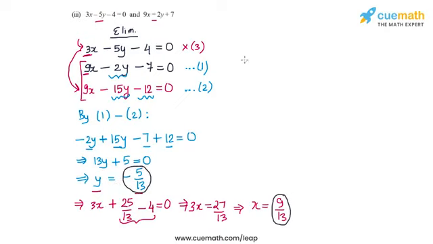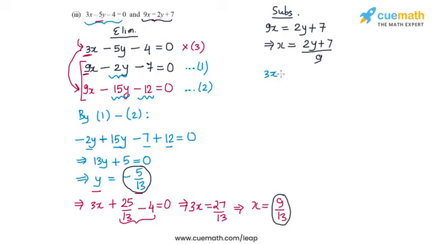Let's see if we get the same answer using substitution now. So in substitution, let me take the second equation and write x in terms of y. So we have the second equation as 9x equal to 2y plus 7, and from here I can write x is equal to (2y plus 7) by 9. And now let's substitute this value of x into the first equation. So the first equation is 3x minus 5y minus 4 equal to 0. So instead of x, let's write this expression in y, (2y plus 7) by 9.